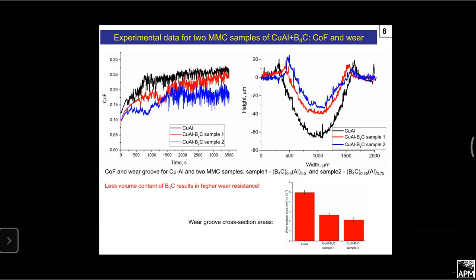The coefficient of friction reaches values up to 0.2, 0.25, and it should be noted that less volume content of boron carbide particles, which you can see on the right graph as the blue curve, results in higher wear resistance. It means that the worn volume is less. It's an unexpected result, and we try to explain this.